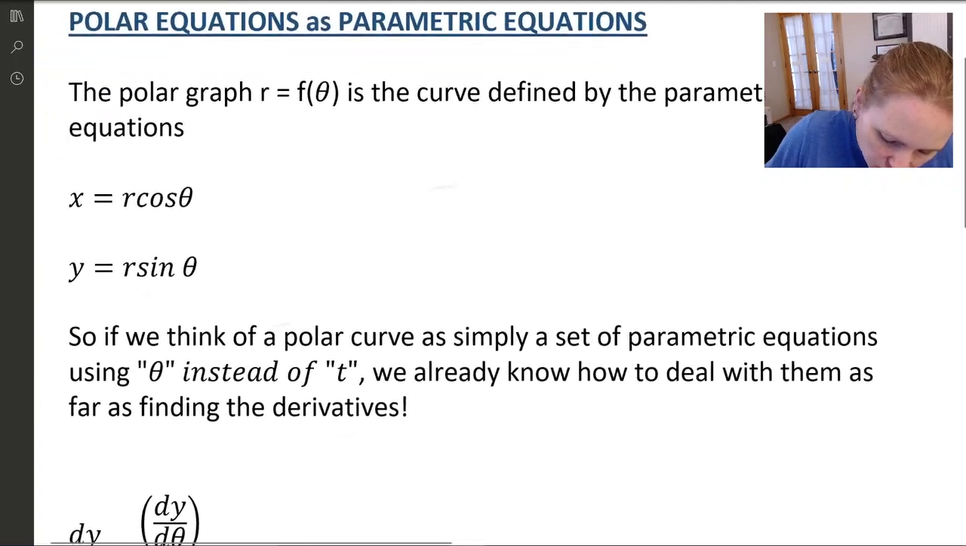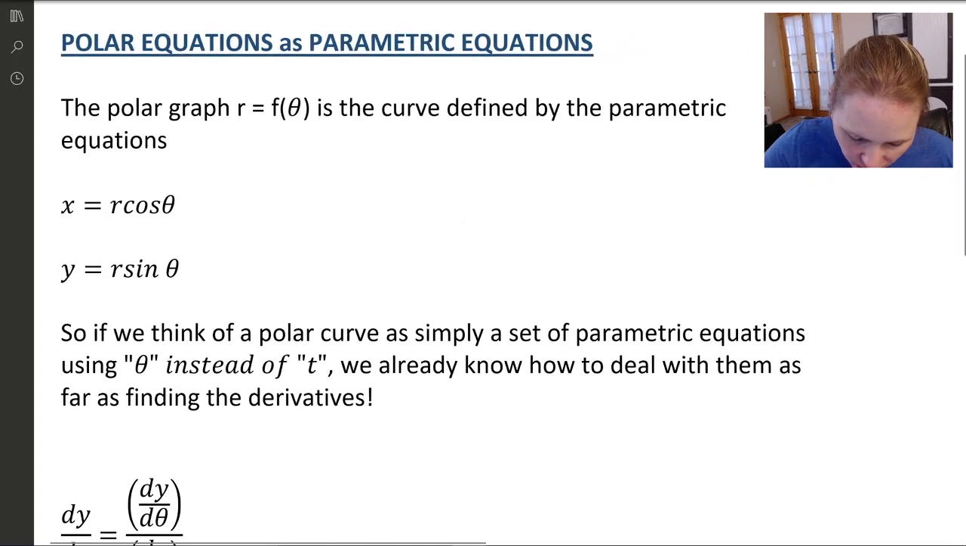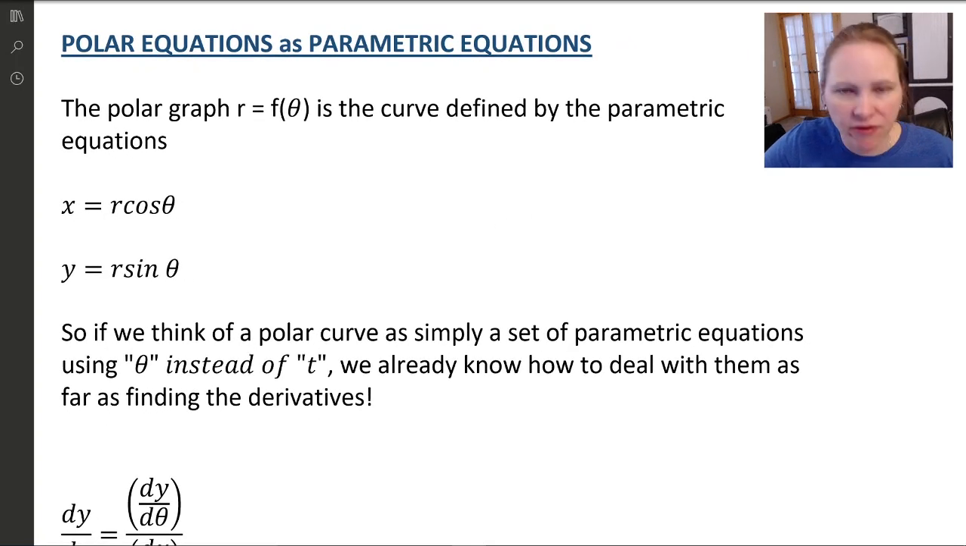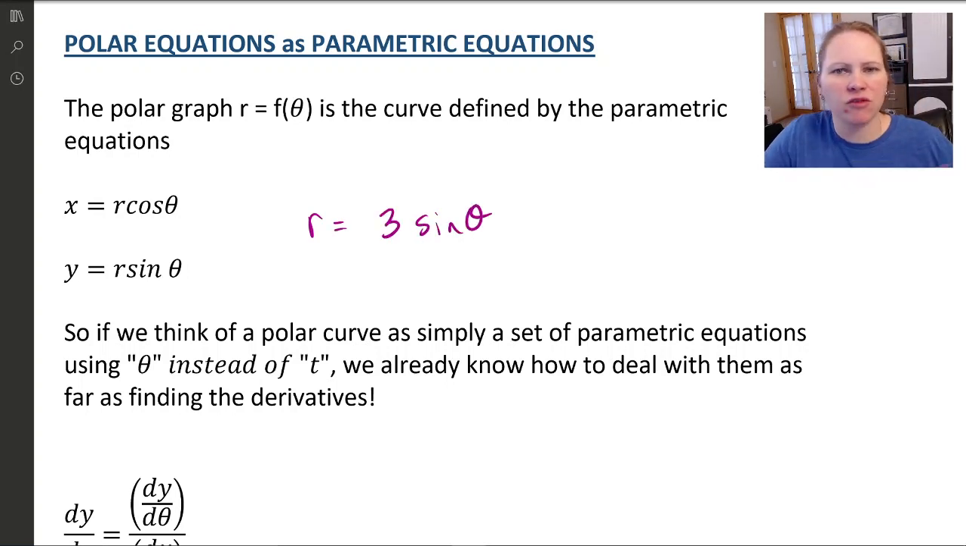We talked about in the first video that a polar curve, r equals some function of theta, can be defined as two parametric equations. We have these conversions, x equals r cosine theta and y equals r sine theta. So oftentimes we'll have some sort of a polar function. It'll look something like this, r equals like 3 sine theta, or something like that. It'll involve an angle and an r.